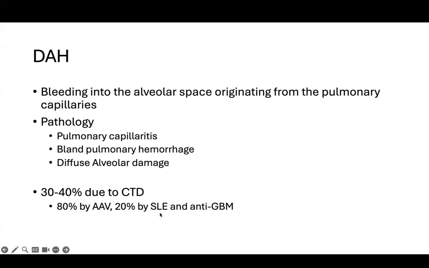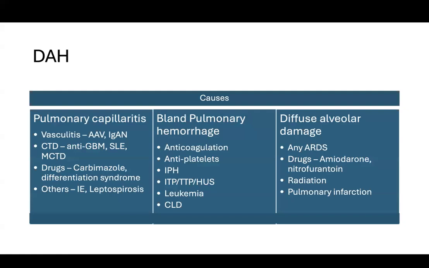And 20% of them can be caused by lupus and anti-GBM syndrome. Okay, so we'll come to what investigations you're supposed to do when you suspect DH. How do you suspect DH? Like I said, we'll come to that. So causes. The first mechanism that we saw was pulmonary capillaritis.